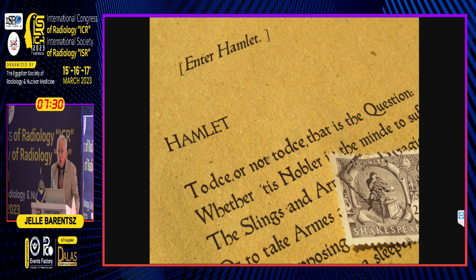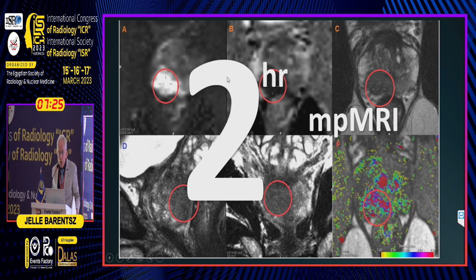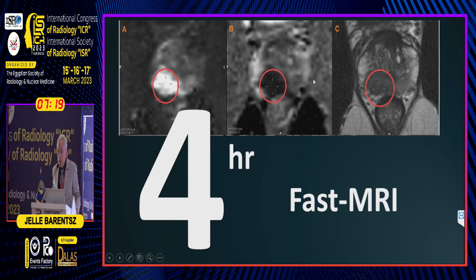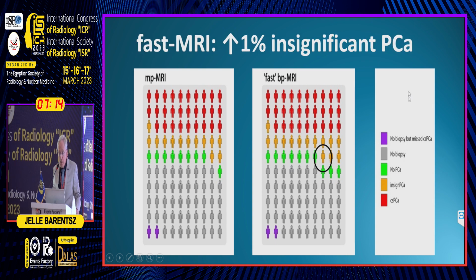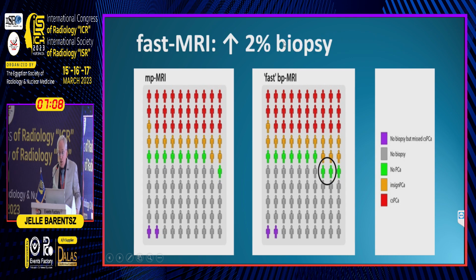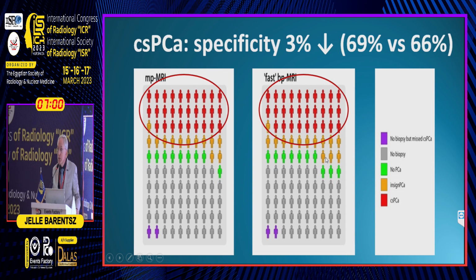Contrast to DCE or not to DCE? That is the question. Well, a nice paper of our group showed that you can do, instead of 2 MRIs, 4 MRIs per hour, if you skip contrast and a few other sequences. The only thing is that the insignificant cancer detection is slightly improving. The uncertainty is increasing, so you do 2% more unnecessary biopsies. But that's all. Equal sensitivity and equal specificity. So contrast is good, but you can delete it. Can't you? Well, according to this paper, yes.